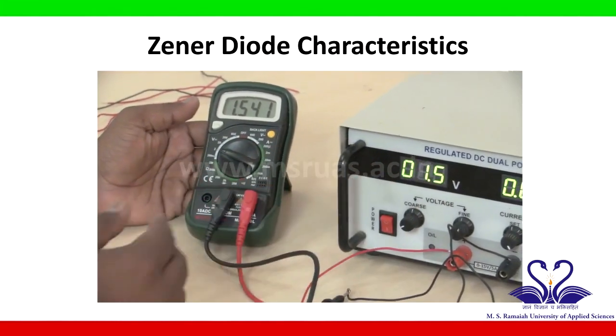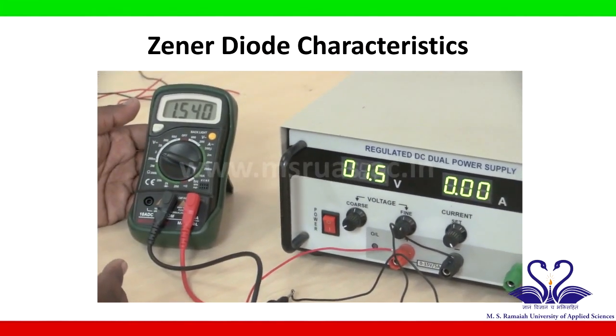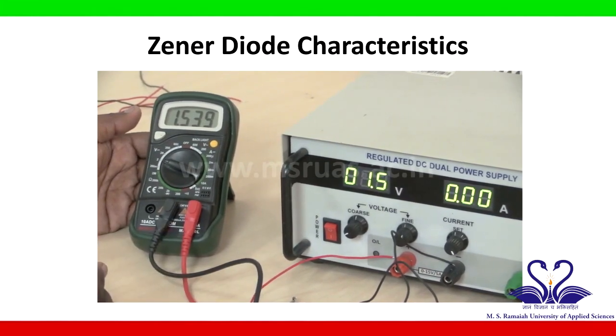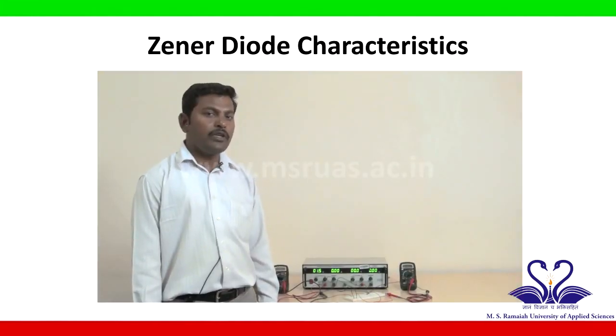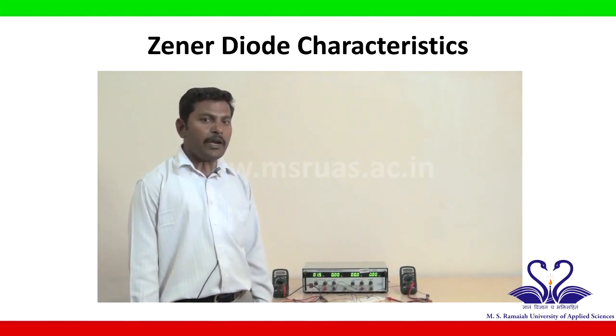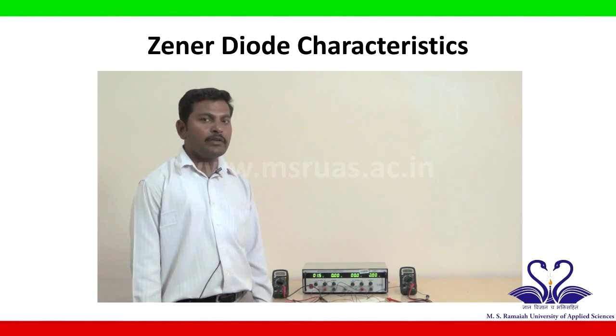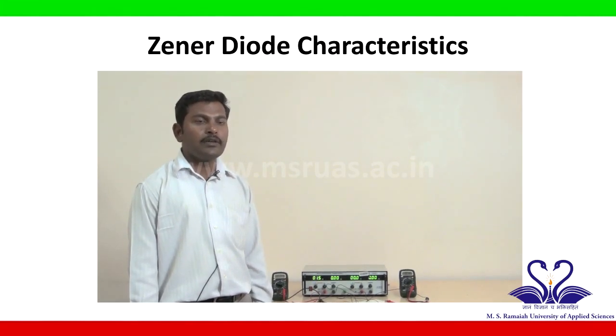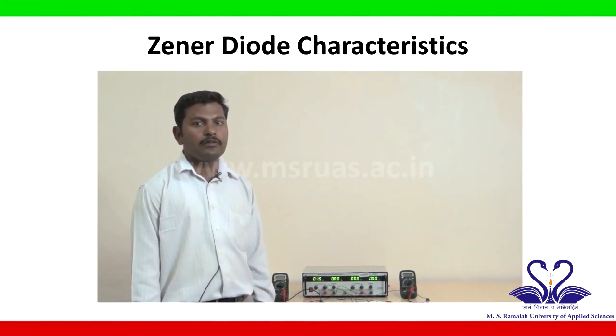We will vary this input voltage in steps of 0.5 up to 12 volts and note down the corresponding readings in a tabular column. Now we have finished with the Zener diode reverse bias circuit connections, and we have noted the reverse bias readings in a tabular column. Based on these readings, we will plot the VI characteristic of a Zener diode.